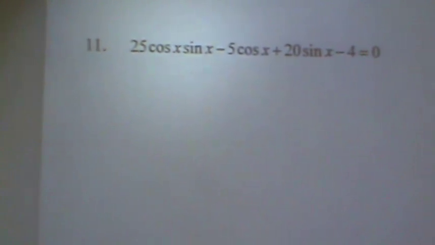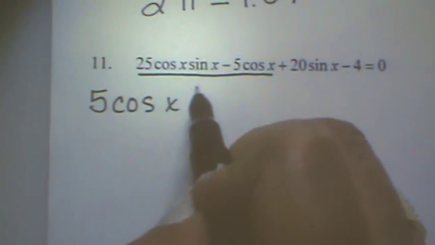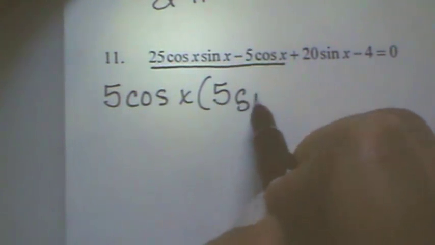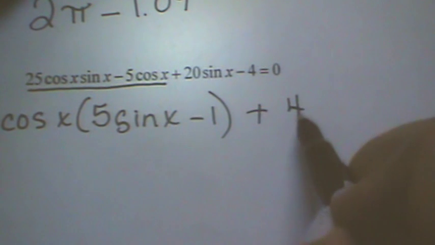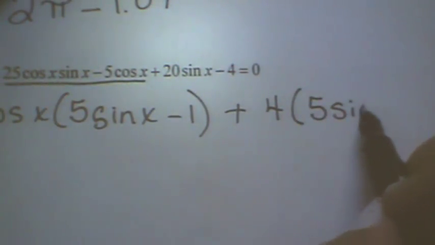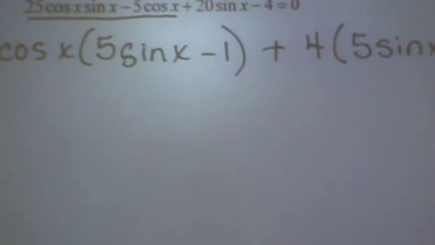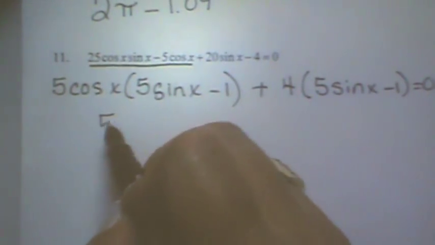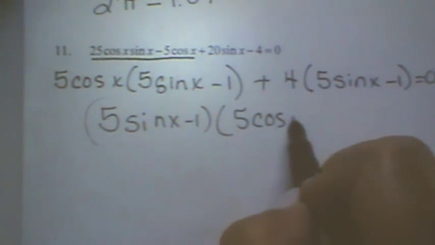Okay, 11. When you see 4 terms, you're going to factor by grouping. Out of those 2, what's common? 5 cosine x, and then did you get 5 sine x minus 1? And then for these 2, take out a 4, and you get 5 sine x minus 1. Then what? 5 sine x minus 1 times 5 cosine x plus 4.